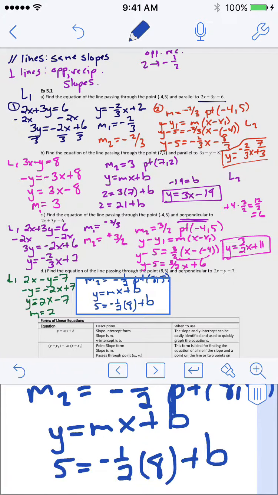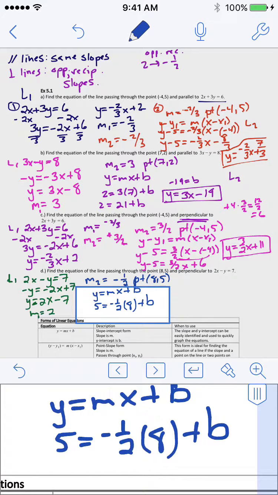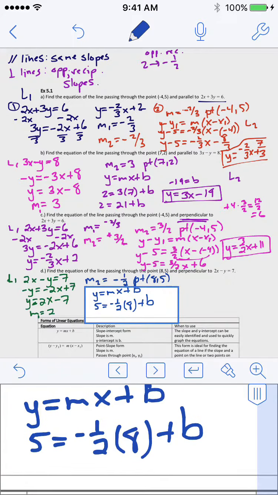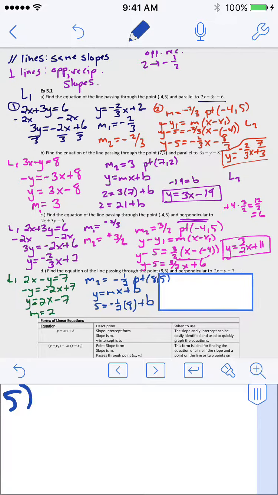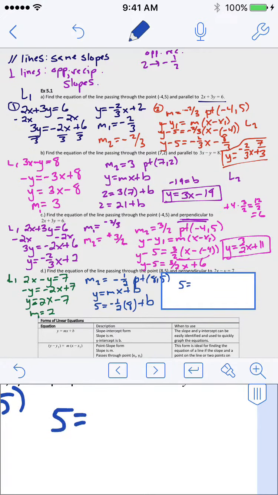But I don't know b, right? Because neither one of those said 0, something, right? Or, sorry, 8, 5 is definitely not 0, something. So now I'll solve this out a little bit. I have 8 times negative 1/2. Well, that's 8 divided by negative 2, or negative 4. So 5 equals negative 4 plus b.